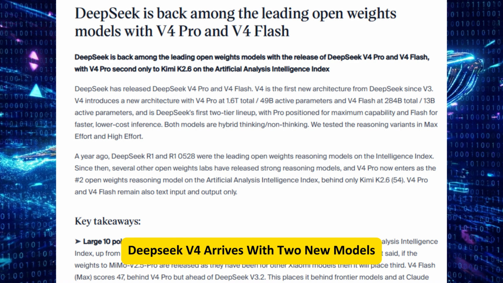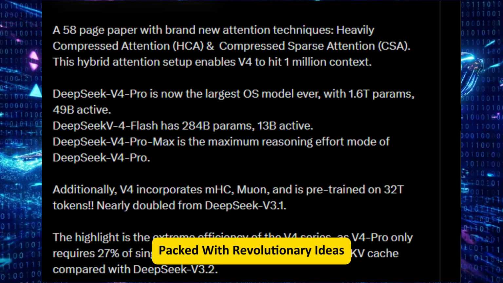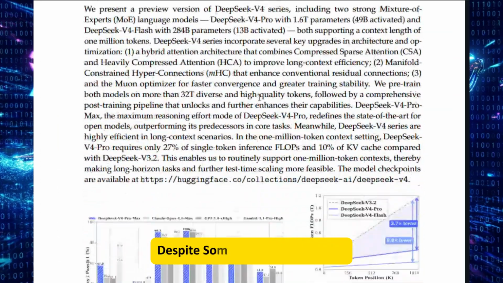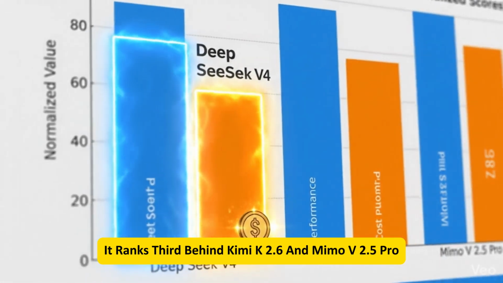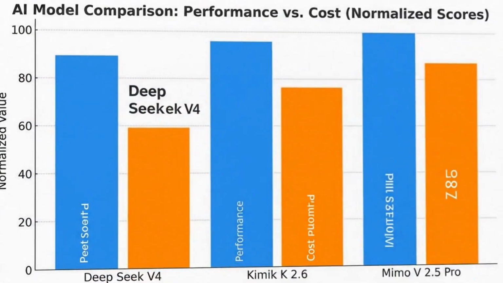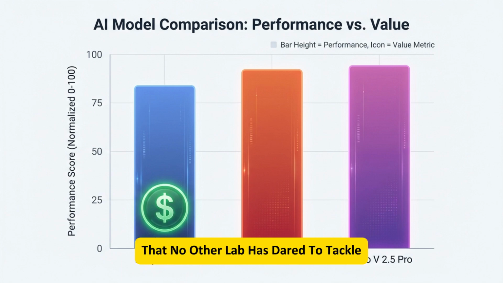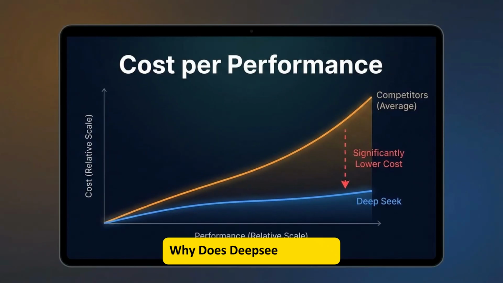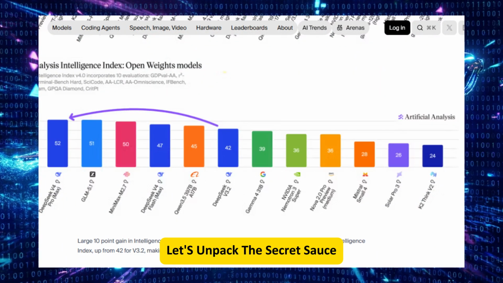DeepSeek V4 arrives with 2 new models, DeepSeek V4 Pro and Flash, plus a 58-page technical report packed with revolutionary ideas. Despite some critics pointing out it ranks third behind Kimi K 2.6 and Mimo V 2.5 Pro, DeepSeek V4's true triumph lies elsewhere. Its unmatched cost efficiency and novel attention mechanisms that no other lab has dared to tackle. Why does DeepSeek's model cost a fraction of competitors while maintaining near state-of-the-art performance? Let's unpack the secret sauce.